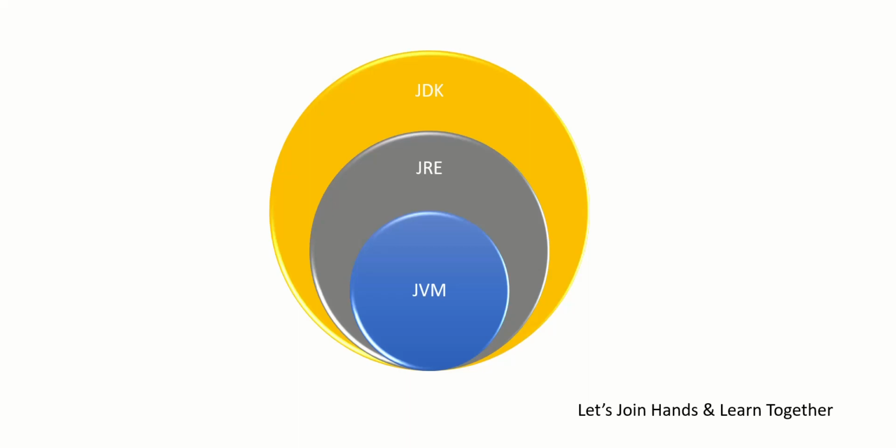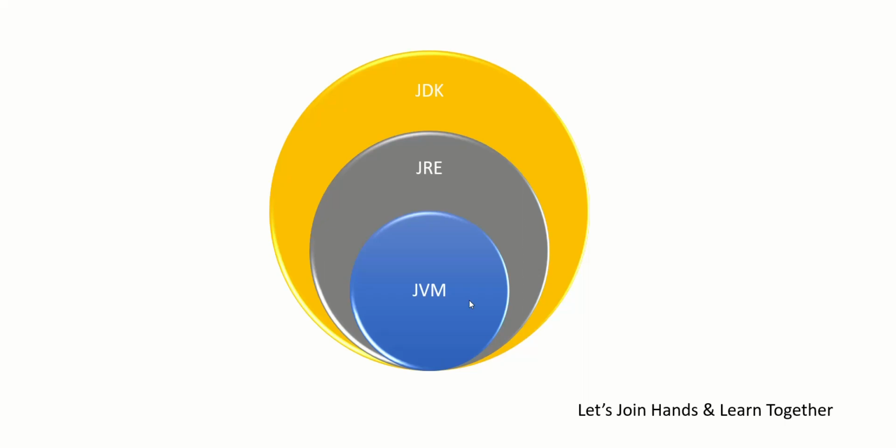If you see this diagram, what it actually explains is that if I download a JDK, the JDK also contains JRE and JVM in it. Similarly, if I download JRE, the JRE also contains JVM in it. That is what this diagram explains. So the abbreviations: JDK is called Java Development Kit, JRE is Java Runtime Environment, and JVM is Java Virtual Machine.